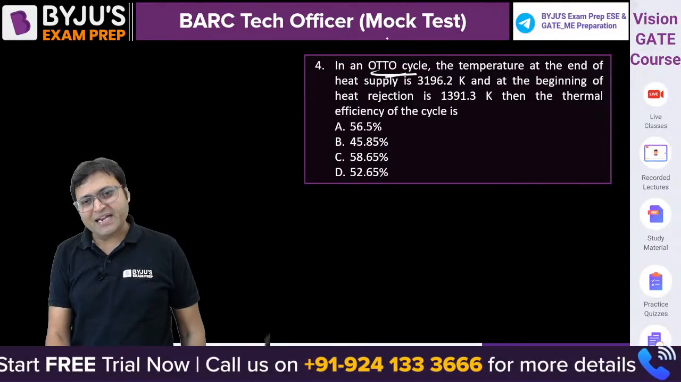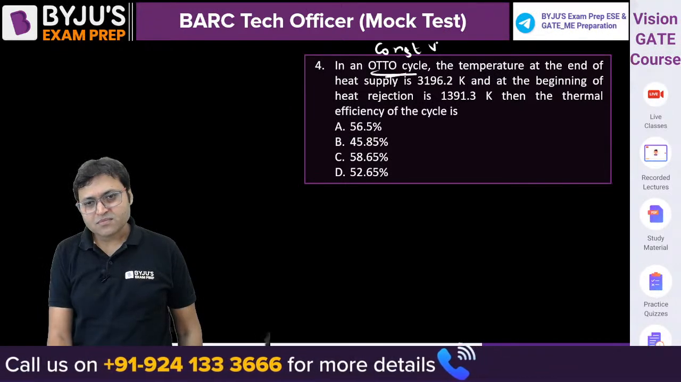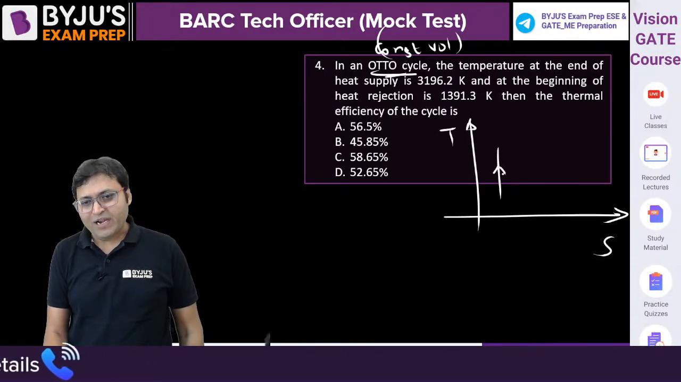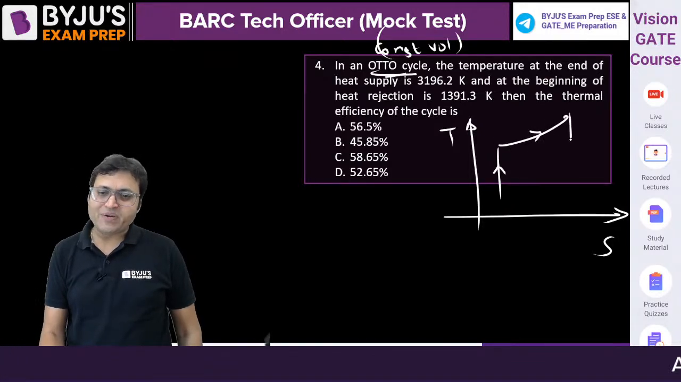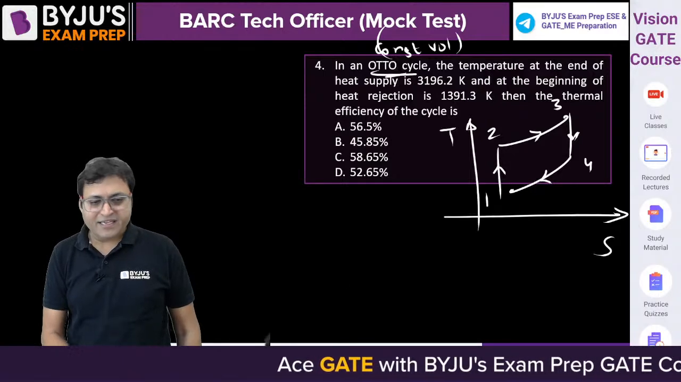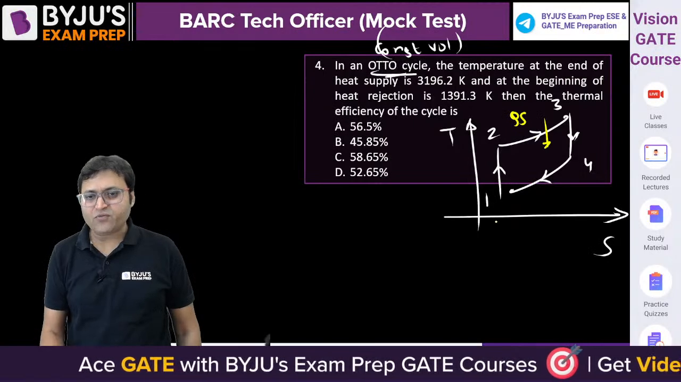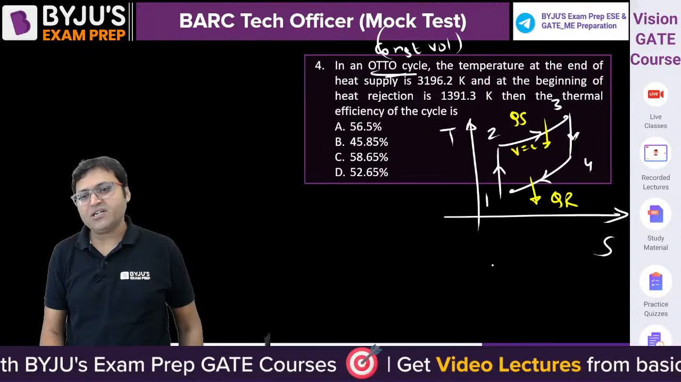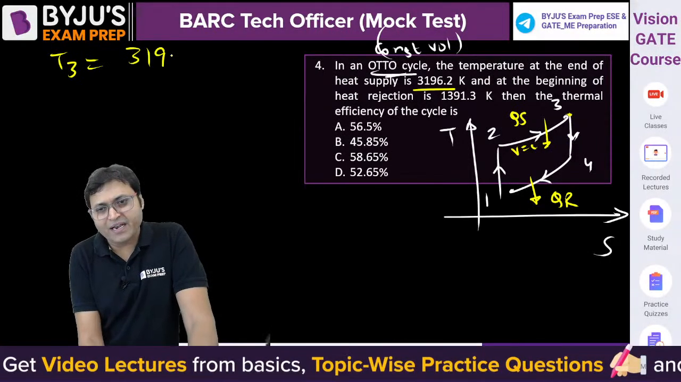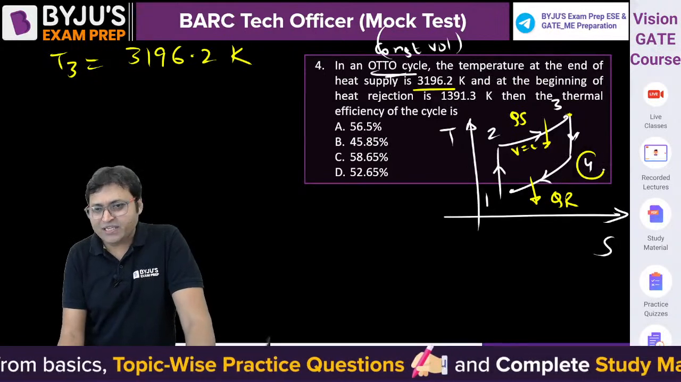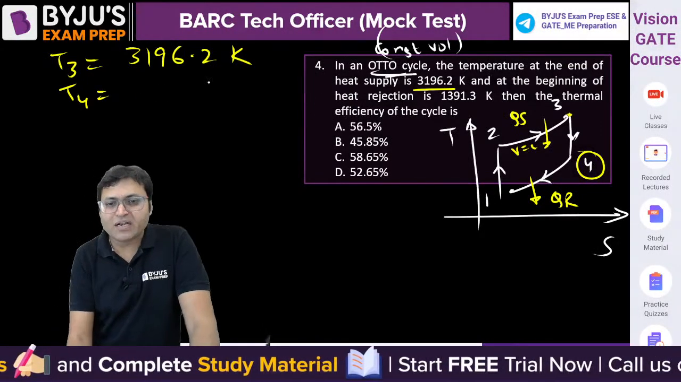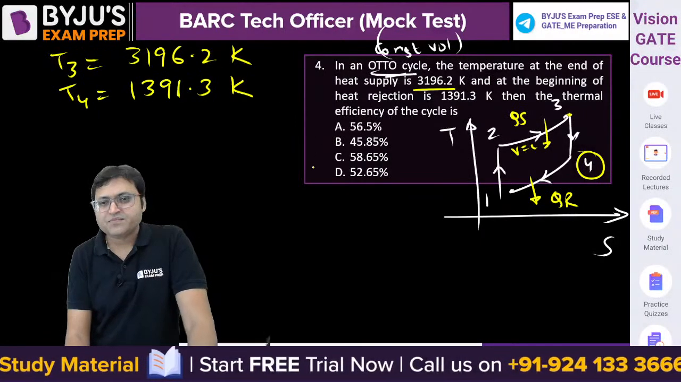Question number 4, in an Otto cycle, that is constant volume cycle, the temperature at the end of heat supply. If I draw the TS curve for Otto cycle, 1 to 2 is isentropic compression, then constant volume heat addition, then isentropic expansion, then constant volume heat rejection. 1, 2, 3, 4. 2 to 3 is constant volume heat addition, and this is heat rejection. So in an Otto cycle, the temperature at the end of heat supply is T3, 3196.2 Kelvin. And at the beginning of the heat rejection, that is T4, equal to 1391.3 Kelvin.